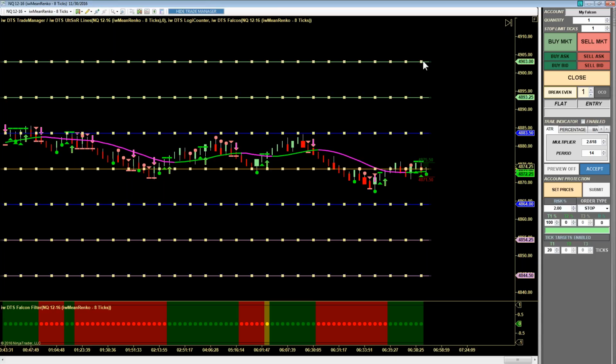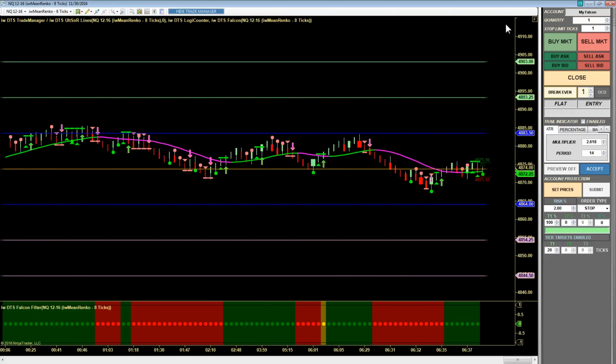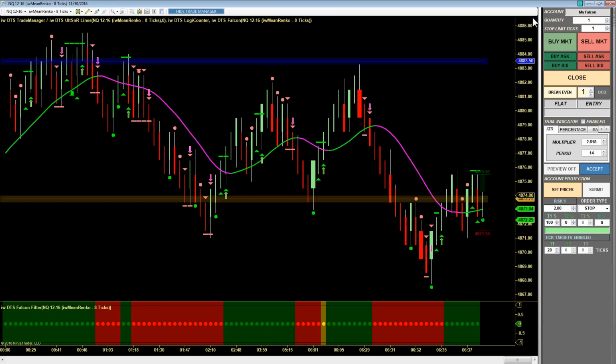Oh, by the way, these lines, this is what we call a system add-on. It's a fancy way of saying it's a standalone indicator. So you can use it on any kind of chart you like, whether it be a 5-minute chart or a tick chart. It doesn't need to be a DTS chart, although it is part of the DTS system.